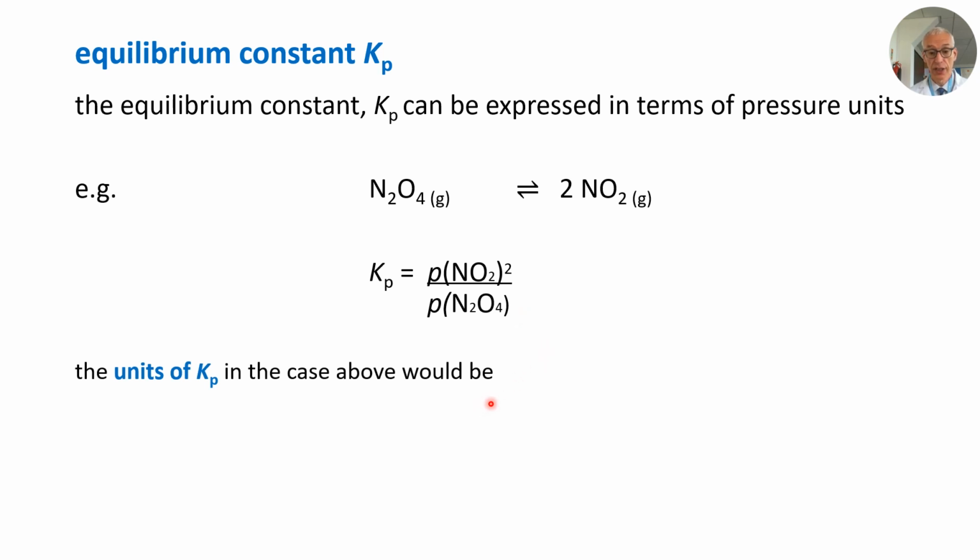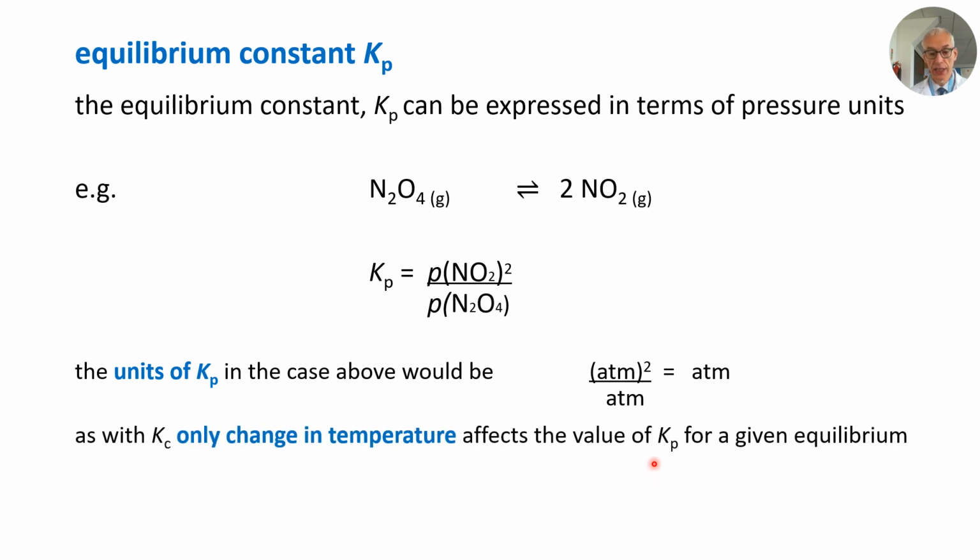The units in the case above, we would work out in exactly the same way as for Kc. And this is true for any units of pressure, and you'll see a variety are used even in the exams, but let's stick with atmospheres. So we'll have a partial pressure for nitrogen dioxide in atmospheres squared divided by the unit of partial pressure for dinitrogen tetroxide in atmospheres. So atmospheres squared divided by atmospheres gives us a unit of Kp as atmospheres.